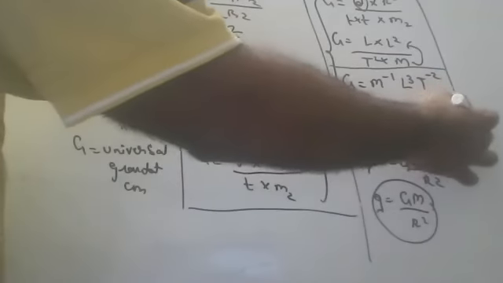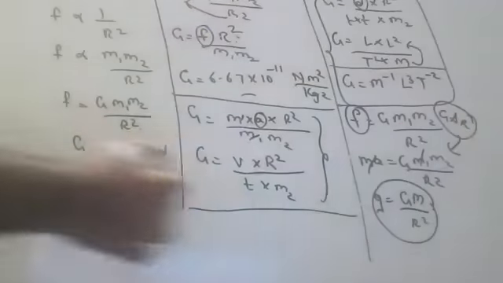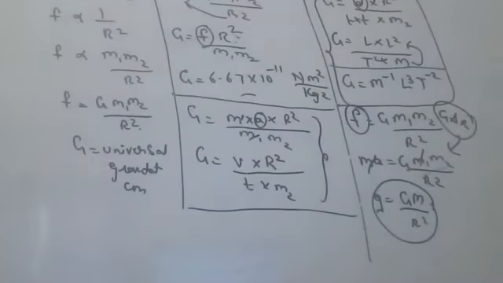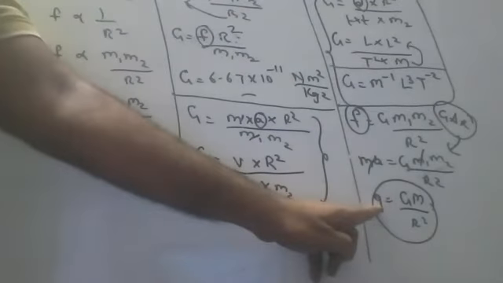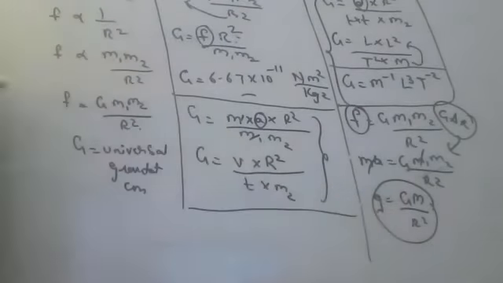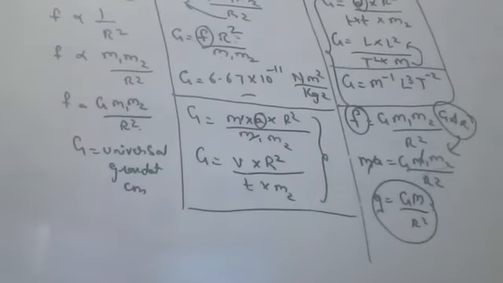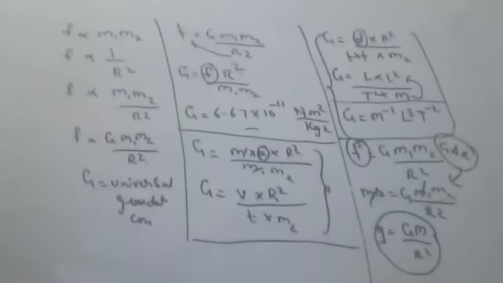This is the relationship between big G and small g. What is the relationship between big G and small g? Small g is equal to big G into M by R square, where small g is acceleration due to gravity, big G is universal gravitational constant. Okay, children. Again, I'm saying all of you try to understand, children. Don't get confused. Very, very important.